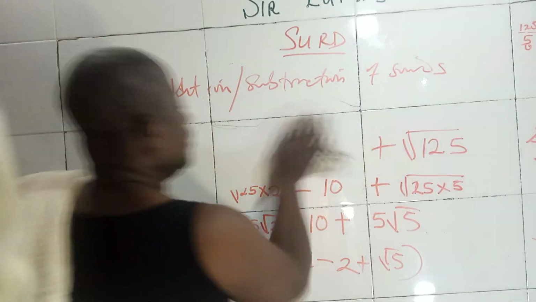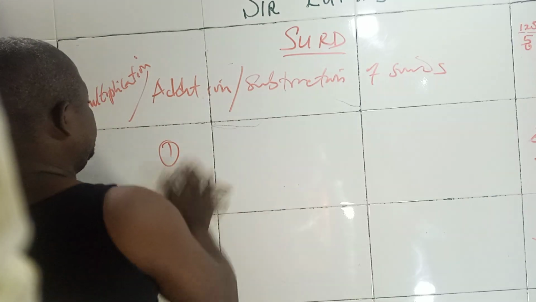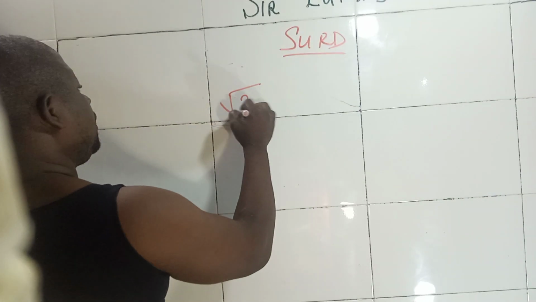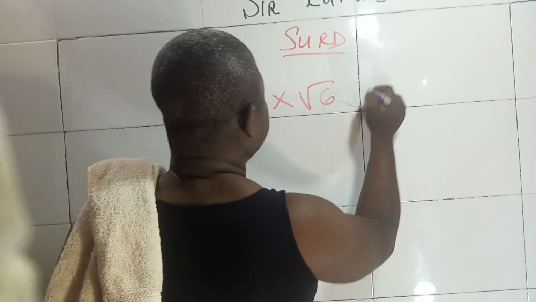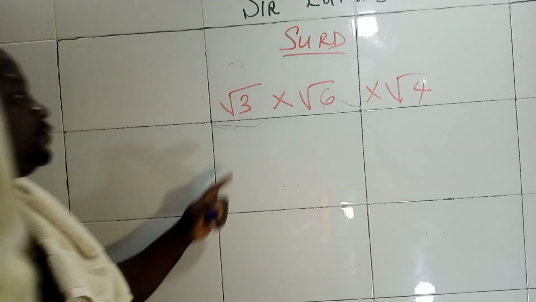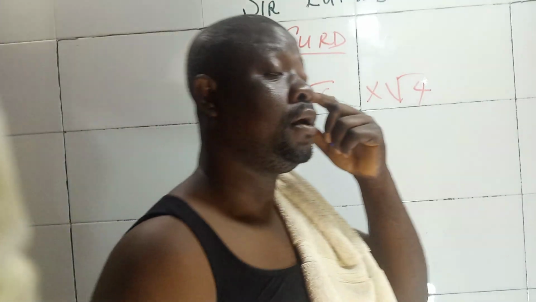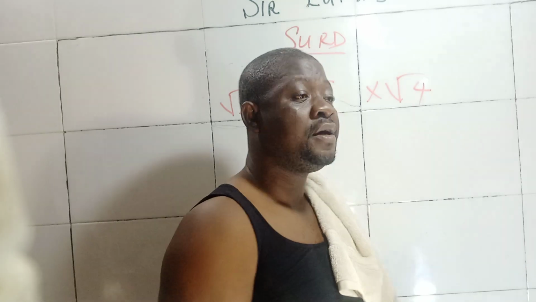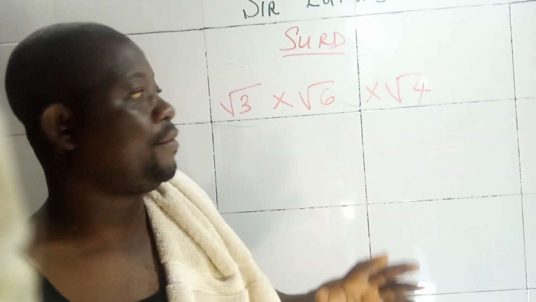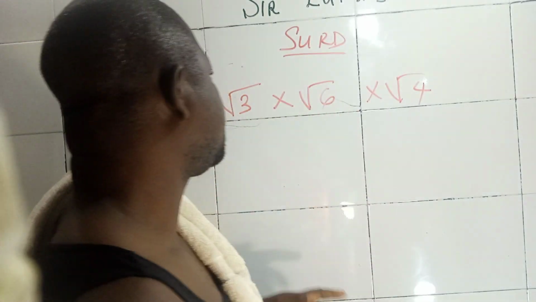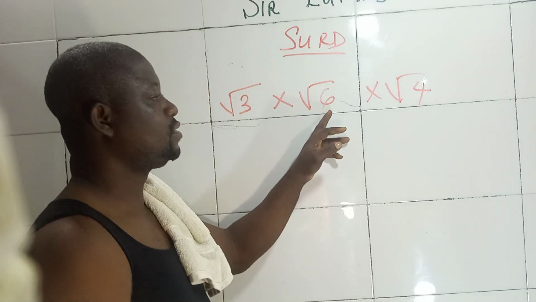Let's try another problem. Let's say we have root 3 times root 6 times root 4. For us to solve this, if you remember my introduction to mathematics, when I was talking about sign, I said numbers will multiply numbers, alphabet will multiply alphabet, sign will multiply sign. That's the basic rule in mathematics. So what we want to multiply here now is root 3 times root 6 times root 4.